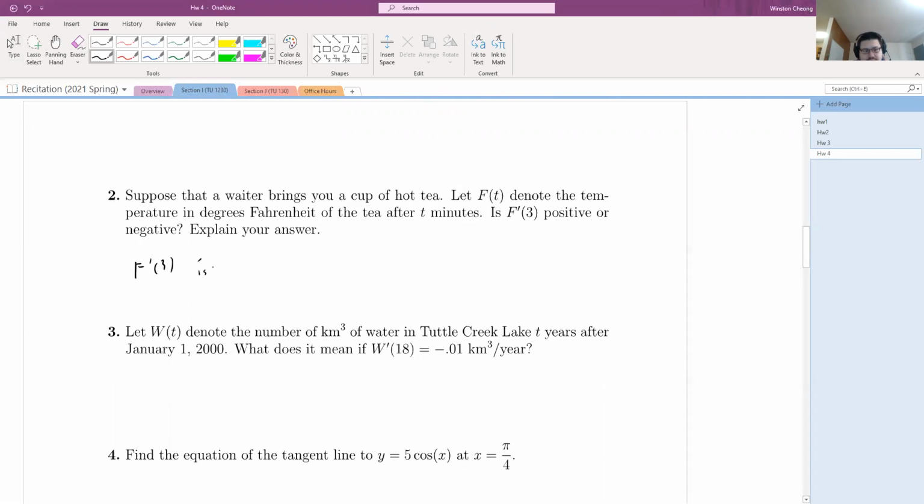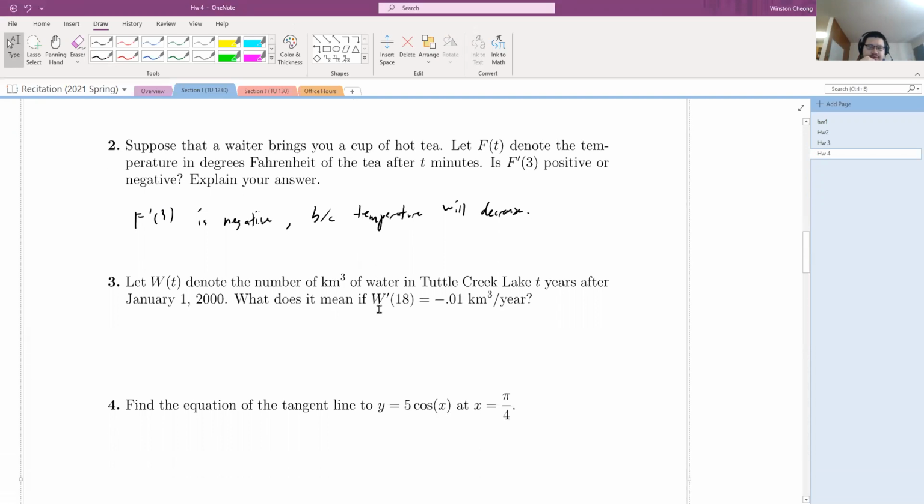This is going to be negative, since your tea can only decrease in temperature. Temperature will decrease. Versus if they gave you a glass of, like, soda with ice, then you expect that the temperature will increase. It's all because of the ambient temperature versus the temperature of your beverage.